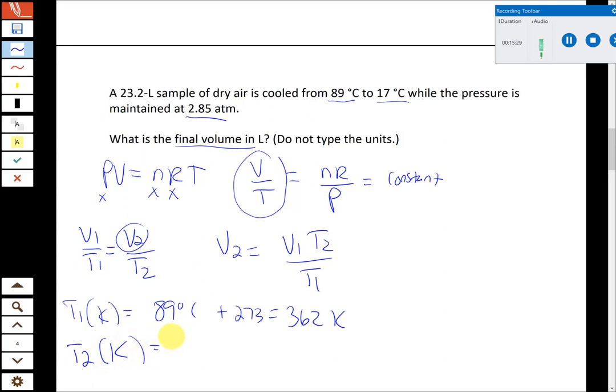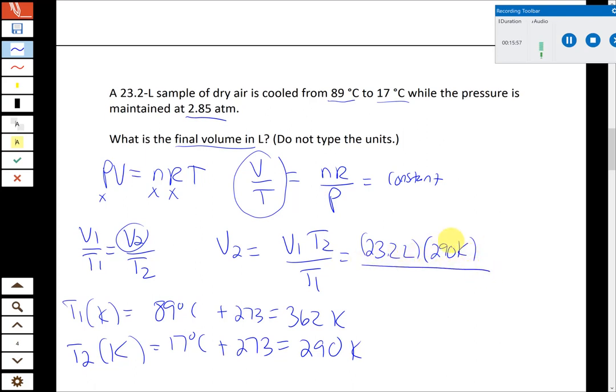So very often we'll give you this 17 Celsius, and then we add 273, and that comes out to 290 Kelvin. So we don't typically give you the temperatures in Kelvin, or very often we don't. So you have to convert them, and now we're ready to put everything in. So V1 is 23.2 liters. T2, the final temperature, is 17 Celsius, which is 290 K. T1 is 362 Kelvin. And so temperature units divide out, and we're going to get an answer in liters.